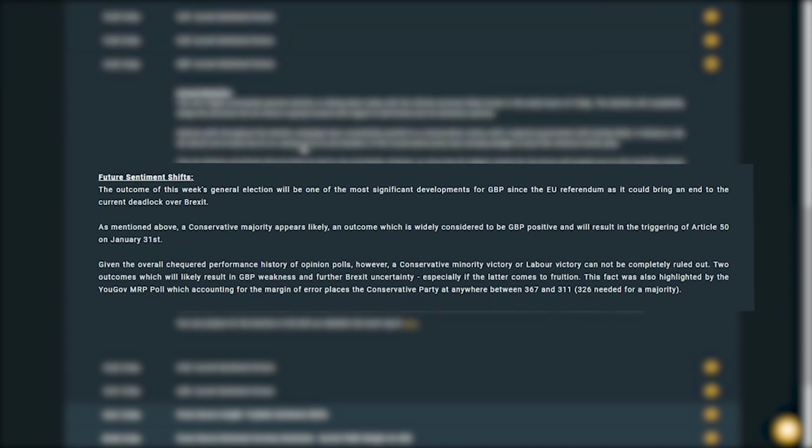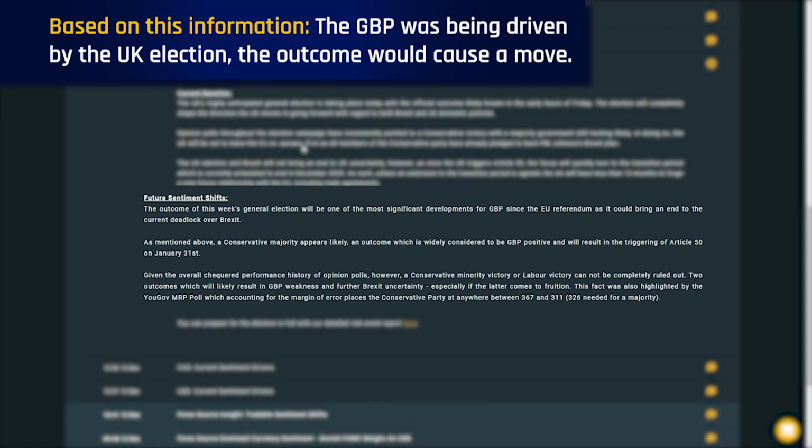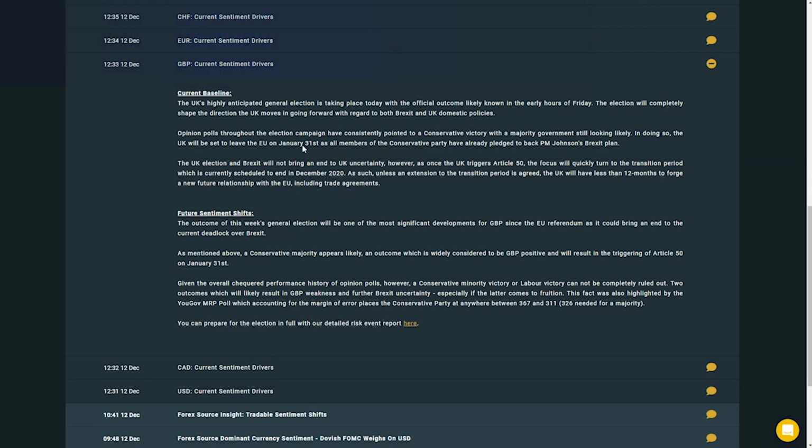We also highlighted that this would be a very significant development for the pound since the EU referendum, and it could also bring an end to the current Brexit deadlock and shape the direction of the UK going forward with regards to both Brexit and the UK's domestic policy. So based on that view, we knew that the pound was being driven by the election and that the outcome of it would be a very, very big mover for the currency.